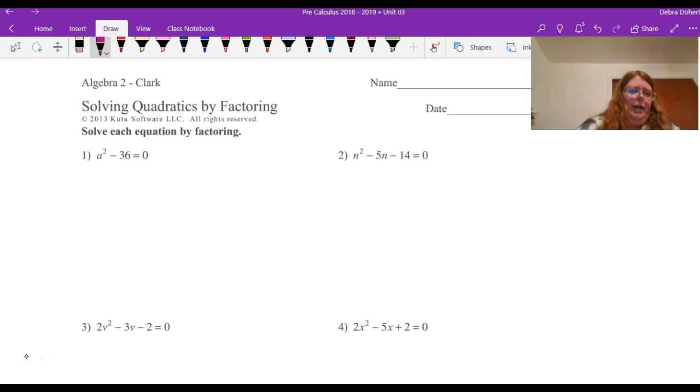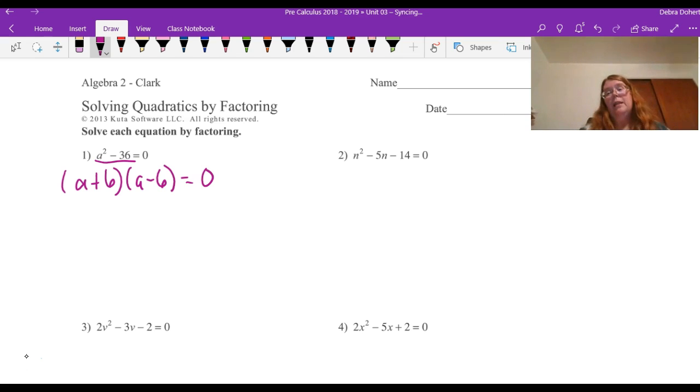So we have in the past factored. We know that this is the difference of two squares right here, so we're just going to go ahead and factor that, a plus 6 and a subtract 6. But now we're going to add equals 0. And what that means is that solving by factoring means we're going to find out what makes this true. What can we substitute for a in each one of the factors to make that a true statement?